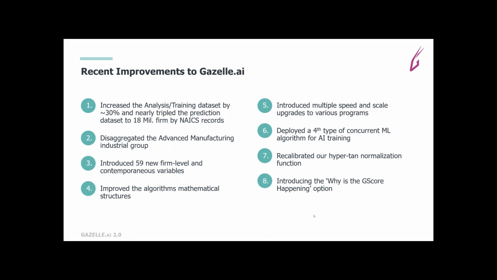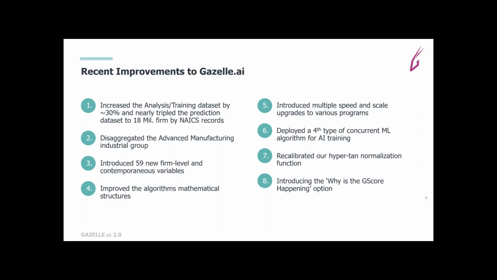Because we have this new data, and because a lot of the data we have has been shocked by COVID, shocked outside its typical ranges, we've had to recalibrate our hypertan normalization function. Basically, this just takes all the data from whatever scale they're in and compresses them into the same scale, and that allows us to analyze the relative importance of those variables within the AI.